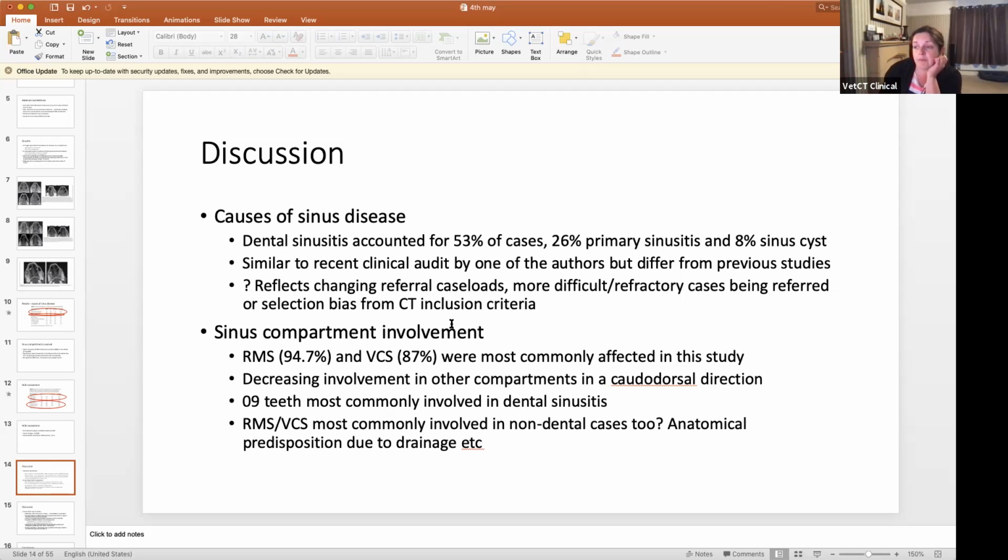I think the thing that they found the most interesting was the rostral maxillary and the ventral conchal were also the most commonly involved in the non-dental cases, and they hypothesized this is probably to do with the anatomical predisposition and then the difficulty of draining of these sinuses.